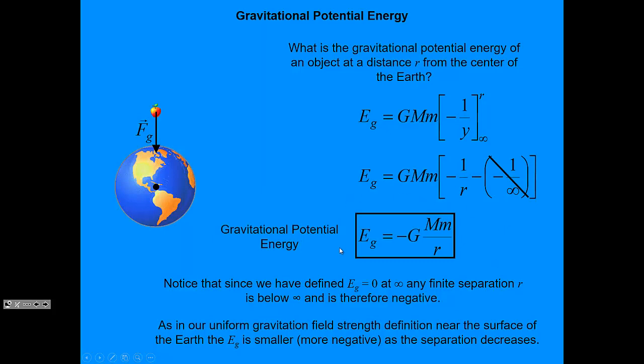All right, so here is our new equation for gravitational potential energy at a significant distance from the center of the planet. Okay, negative big G, mass of the planet, mass of the object, all over the separation distance. It'll be in joules, but it's always negative because we live under infinity, which is what we defined as 0.